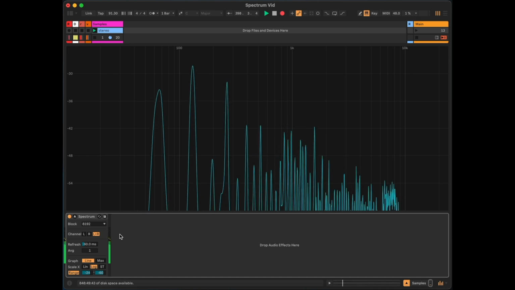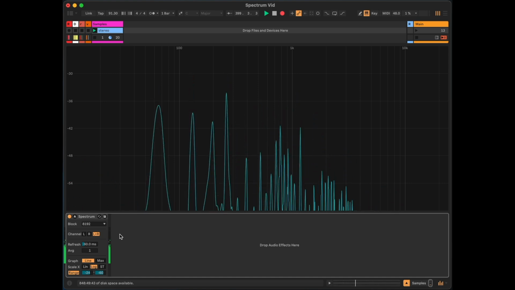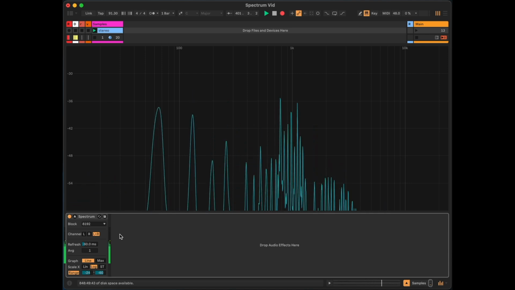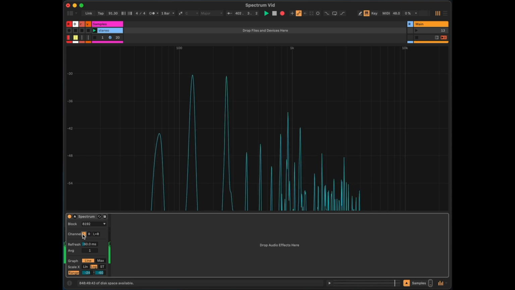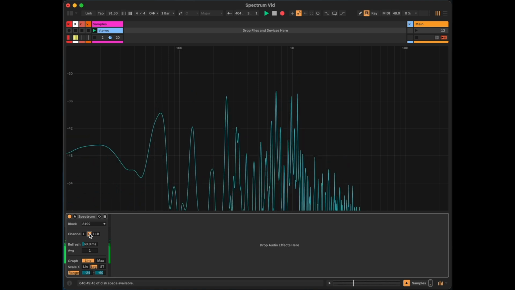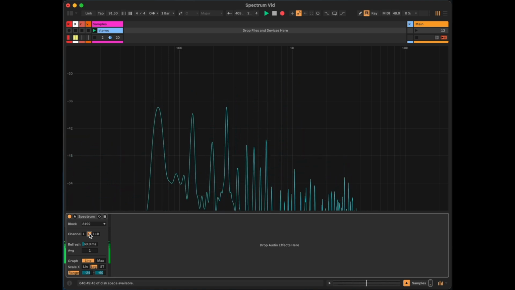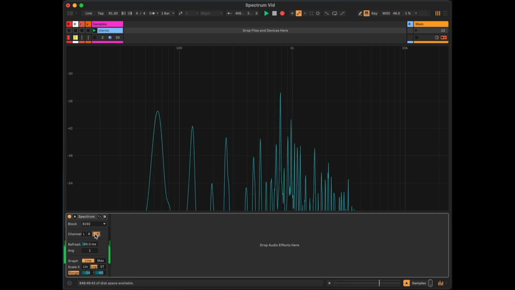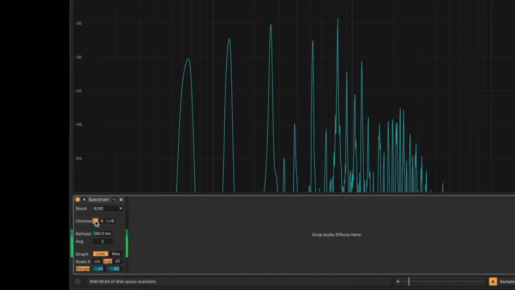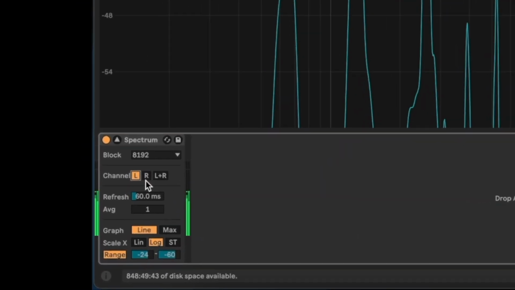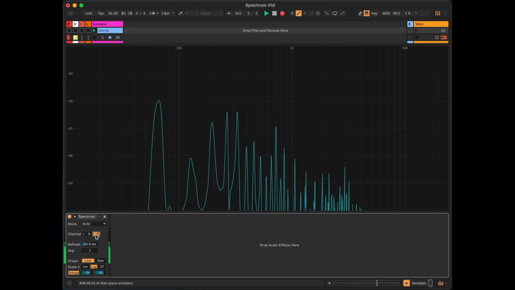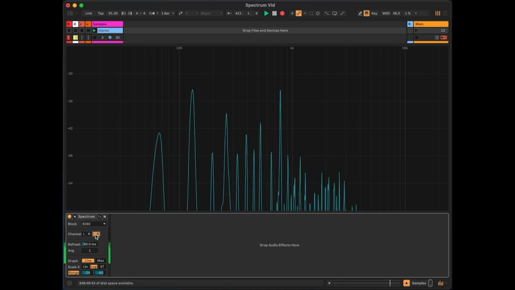You may be analyzing the frequency content of a stereo sound. Stereo sounds will usually have frequency information that is different between the left and the right. That is, the frequency in a sound happens differently between the left and the right speaker. With Spectrum, you can analyze the left or the right independently by selecting L for left or R for right. If you select both L and R, Spectrum will display the combined frequency information of both the left and the right channels.